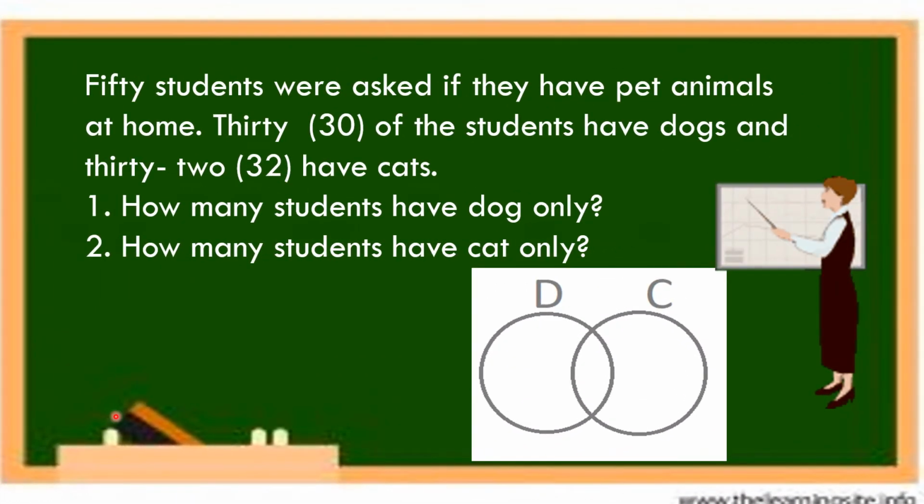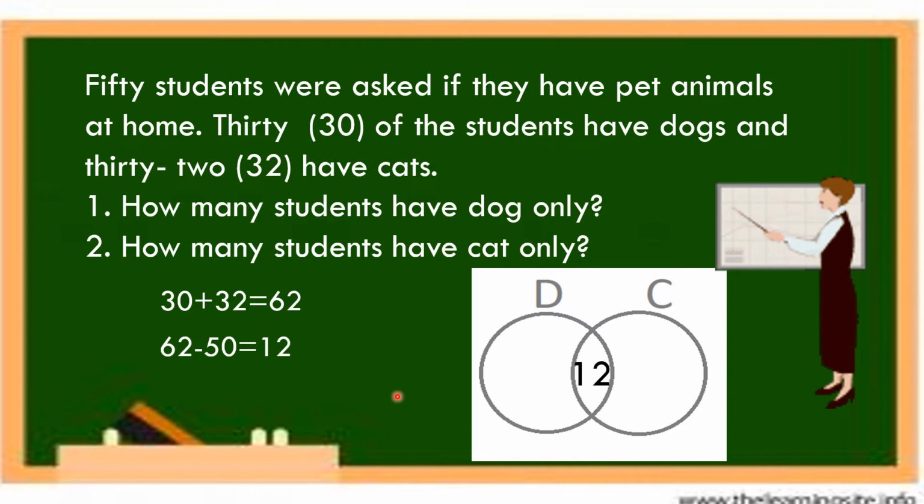So we need to answer the question. First, we need to add 30 plus 32. 30 plus 32 is 62. Since we have only 50 students, we have 62 minus 50 is 12. That 12 is the intersection of dog and cat.